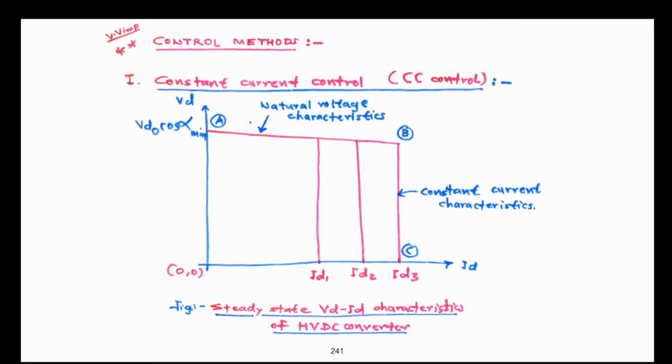So mainly two methods are there. One is the constant current control method, that is highlighted here, and its characteristics. And the second method that we are going to see at a later stage in this discussion is constant extinction angle control. Constant current control and constant extinction angle control. These two methods are very, very important.